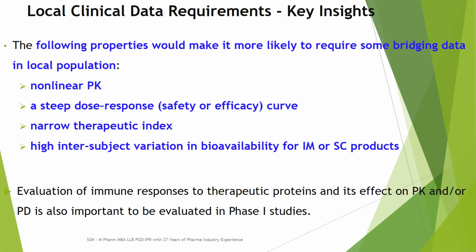Now coming to local clinical data requirements, some key insights. The following properties would make it more likely to require some bridging clinical data in local population. If the product is having long non-linear PK, then agency will ask for the local clinical data. If there is steep dose response curve or steep safety and efficacy curve, then also agency will ask for the local clinical data. If product is having narrow therapeutic index, then also agency will ask for local clinical data.